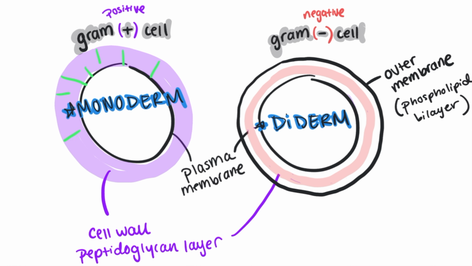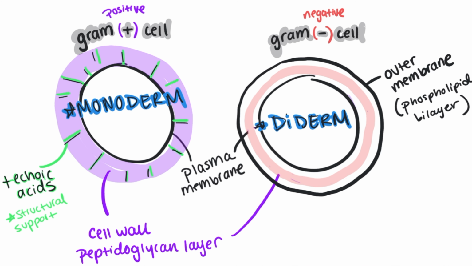I want to touch on two important characteristics that help us distinguish between our gram-positive monoderms and our gram-negative diderms. Our gram-positives contain teichoic acids. Remember that they only have one cell membrane and a cell wall, so the teichoic acids help anchor the cell wall to the cell membrane.